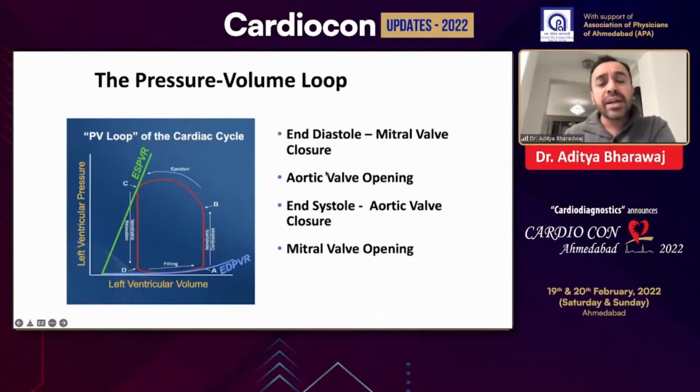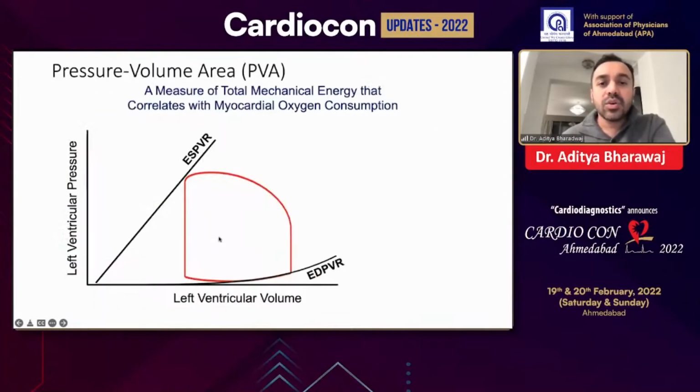So going back to the pressure volume loop, I think we need to go back to the basics to understand why Impella is beneficial. We're all pretty familiar with the pressure volume loop. You have the left ventricular pressure on the y-axis and left ventricular volume on the x-axis, and this, as we know, represents the cardiac cycle. So what exactly do we mean by myocardial protection, and how does Impella do it?